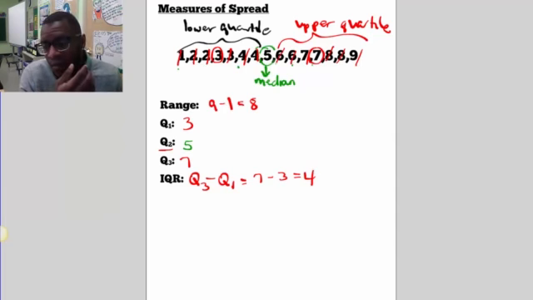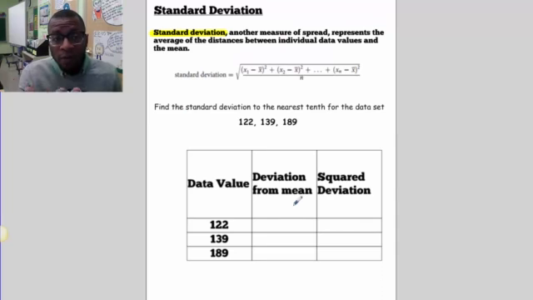All right, and the last thing that I want to talk about is standard deviation. Okay, this is another measure of spread, but this is a more exact measure of spread, because what it does is it tells you the average distance between an individual data value and its actual mean. Okay, and so we have an actual formula for finding standard deviation, which is the square root of the sum of the deviation squared over the number of data values.